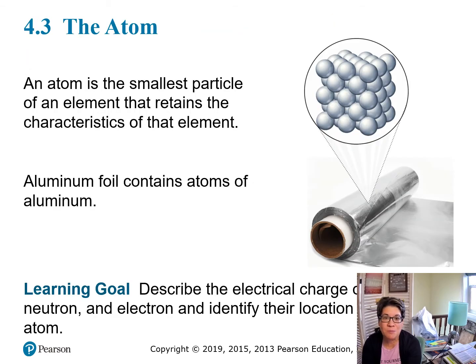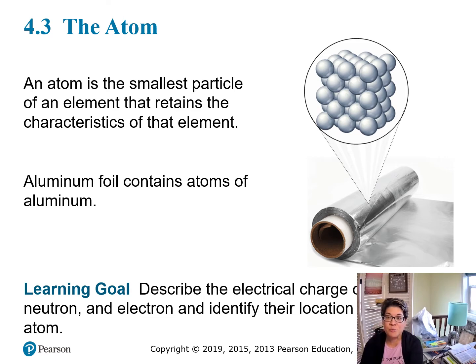Let's look at what the atom is made of. So the atom is the smallest particle of an element that contains all the same characteristics of that element. It's not the smallest particle, though. We have particles that are smaller, like electrons, protons, and neutrons, and we even have particles that are smaller than that, like quarks. But when they get smaller, they don't have the same properties as the element.